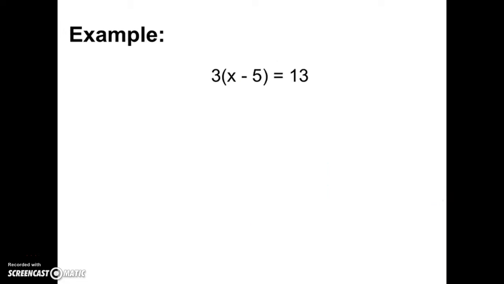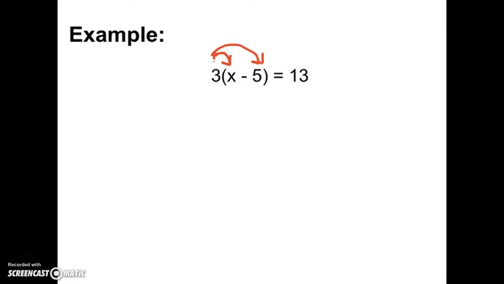Okay, so our last example here, we have parentheses. So remember that on PEMDAS, our abbreviation for the order of operations, that means that we have to get rid of those parentheses first. And in order to do that, we have to distribute. So we have to take this 3 and multiply it times the x, and multiply it times the -5. Don't forget that this little negative sign here goes with that 5.